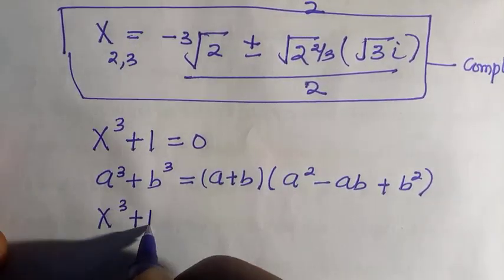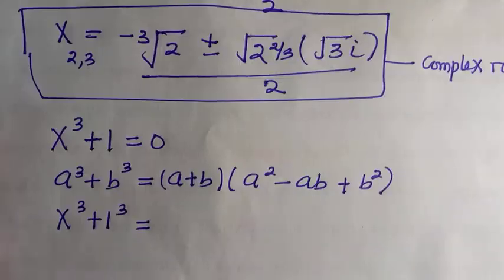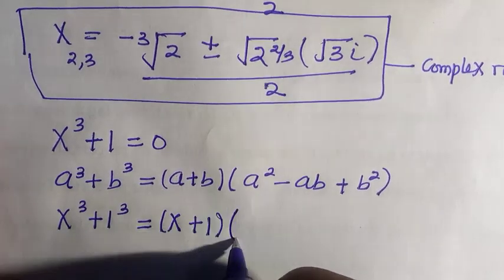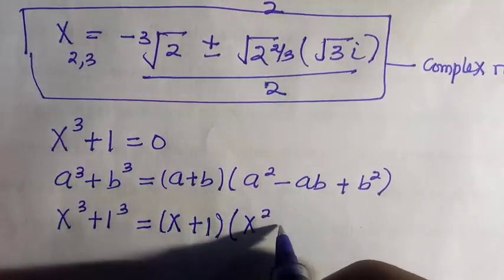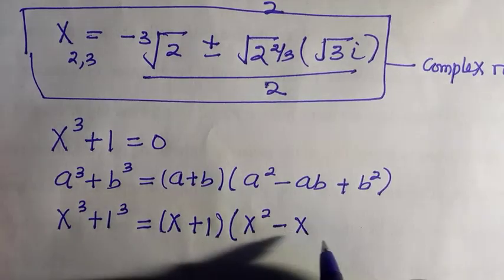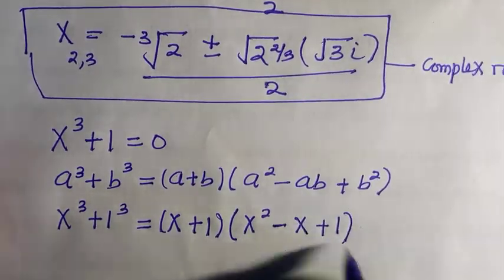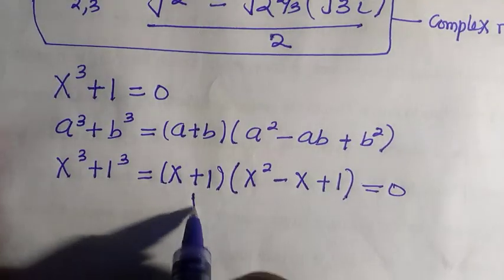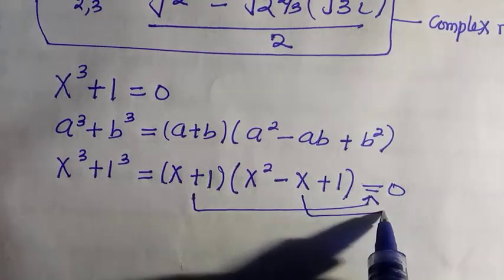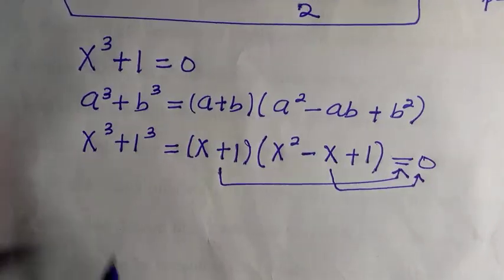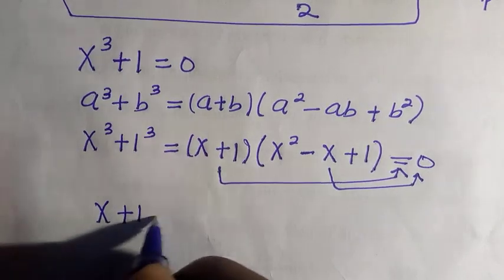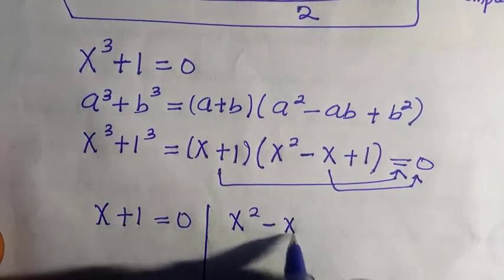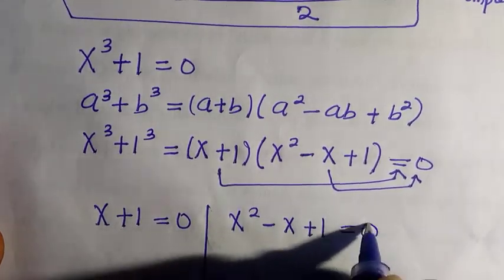x raised to power 3 plus 1 raised to power 3, which is still 1, equals, our a here is x plus b is 1, open bracket, x raised to power of 2 minus x plus 1, and everything still equals 0. So we have gotten the value of x, and let's see how to do this. x plus 1 equals 0, or we have x raised to power 2 minus x plus 1 equals 0.